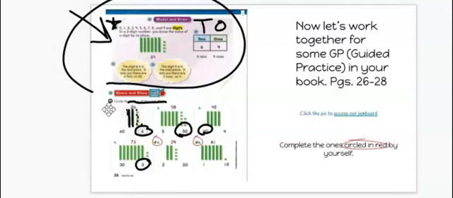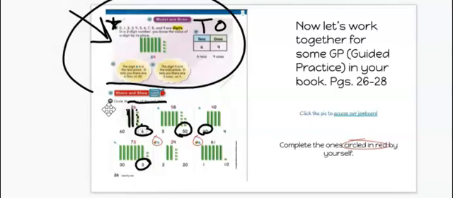40. What digit is in red? 4. How many tens are there? 4. What is the value of the 4? 40. All right, go to the next one. What's the number? 73. What digit is in red? 3. What place is the 3 in? Ones place, which means it is only worth 3.